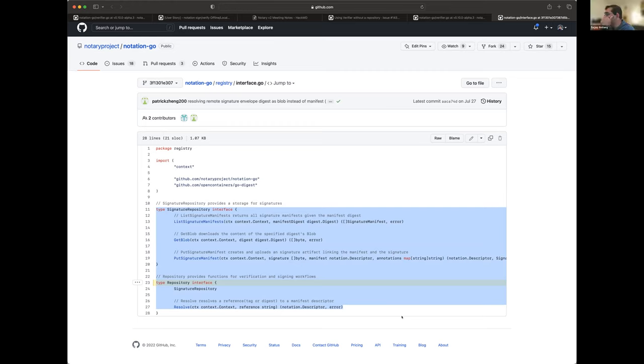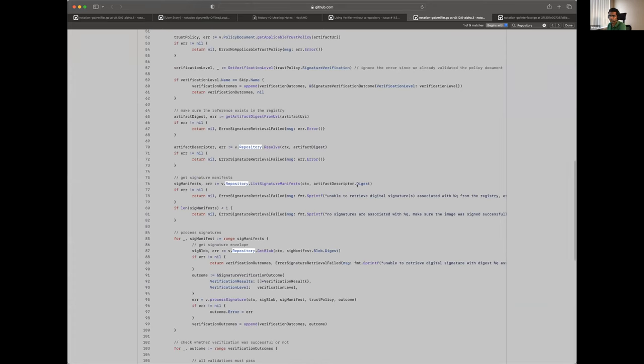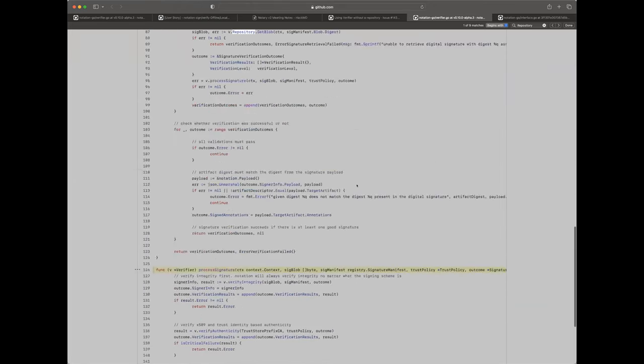And put signature manifest and things like that are going to be no ops, right? Yep. So let me just verify that quickly here. Yeah, it looks like we don't use resolve. Yeah, that is correct. In the verification, there are no write calls. Yeah, we do resolve, list signature manifest, and get blob.